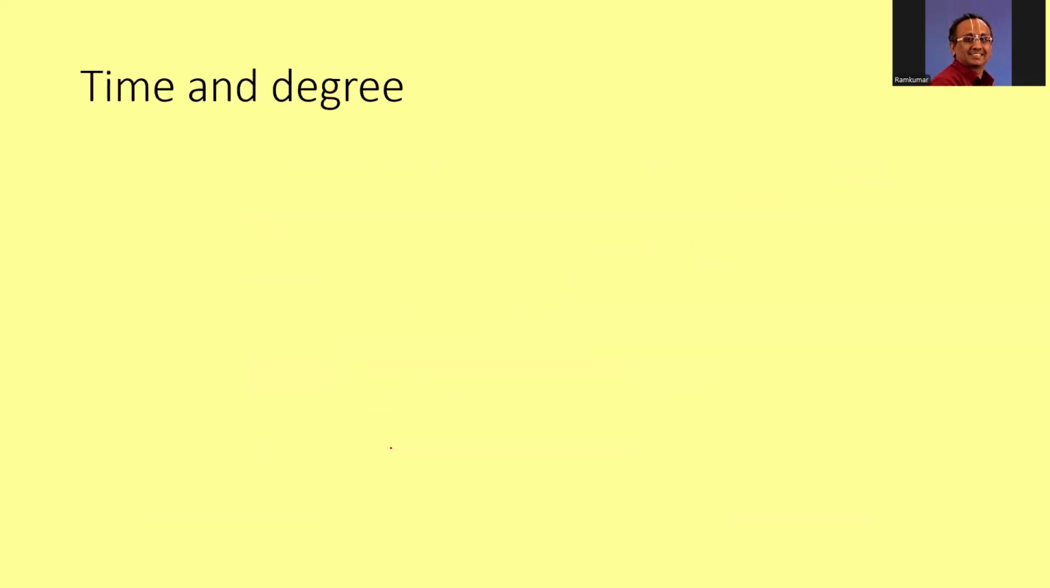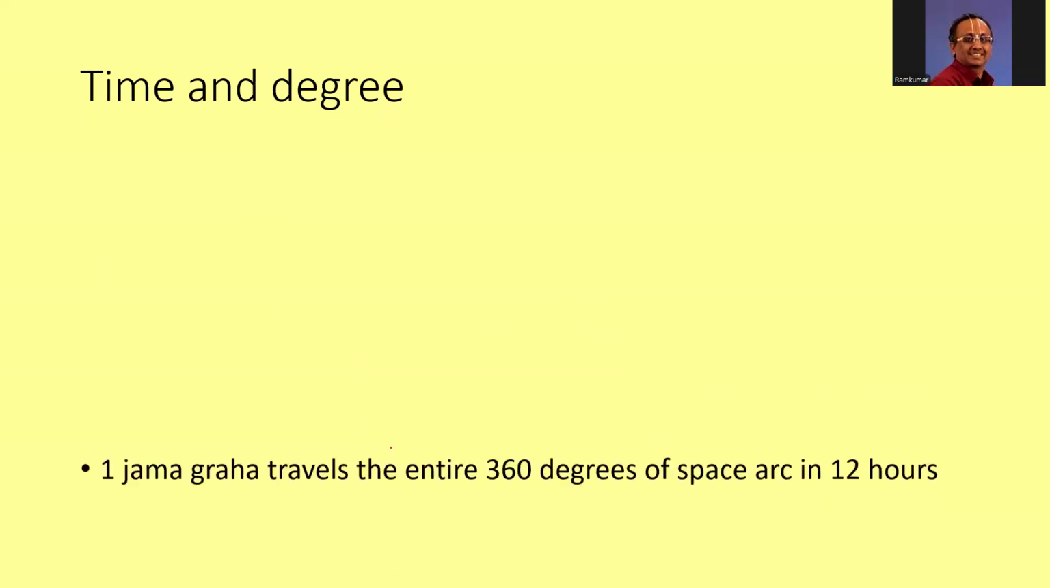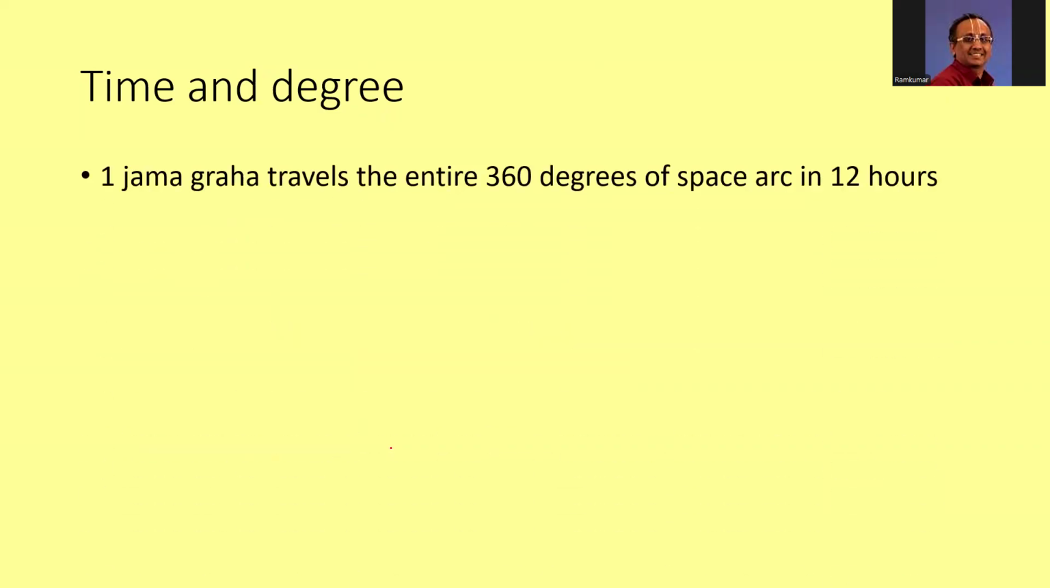Now, first conversion between time and degree. You have to keep in mind that we are going to go between time and degree rapidly. So you need to know which frame you are actually talking about. Are you talking about time or are you talking about degree? So first example, 24 hours. We'll talk about Jamagraha itself. One Jamagraha travels the entire 360 degrees of space arc in 12 hours. That is the definition.